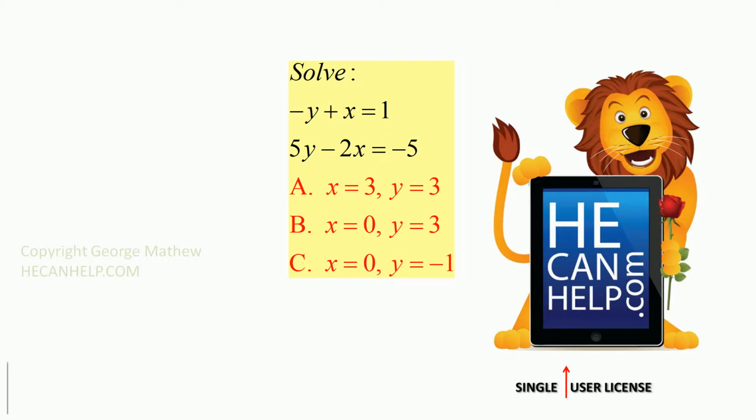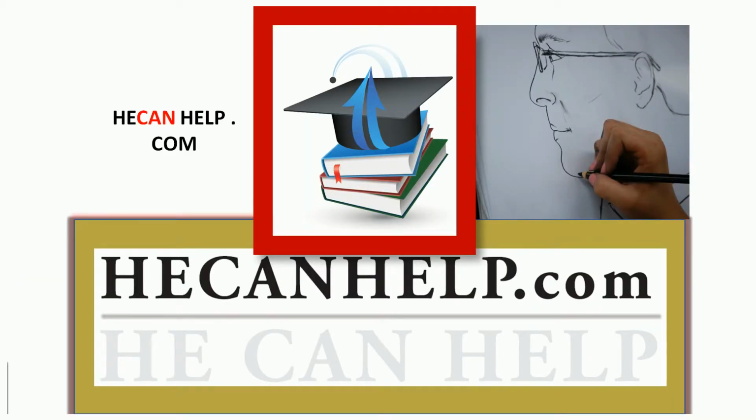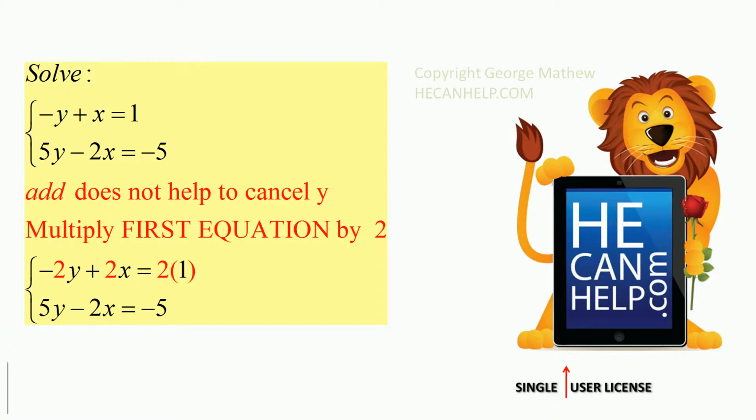We're given two equations: negative y plus x equals 1, and 5y minus 2x equals negative 5. As you can see, when you add, 5y minus y becomes 4y, and minus 2x plus x is negative x. So x does not cancel out, and y does not cancel out.